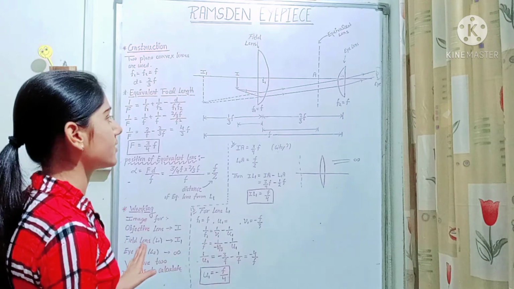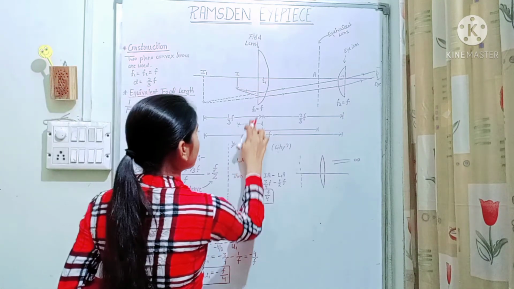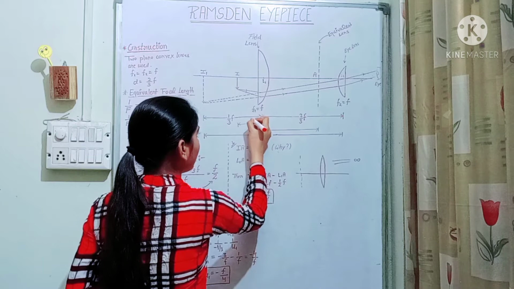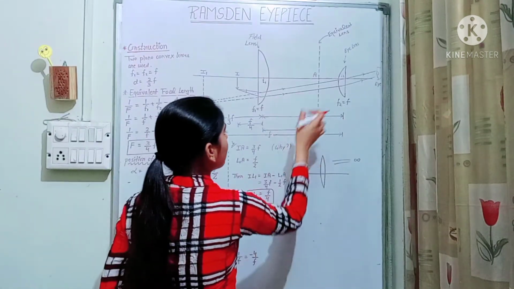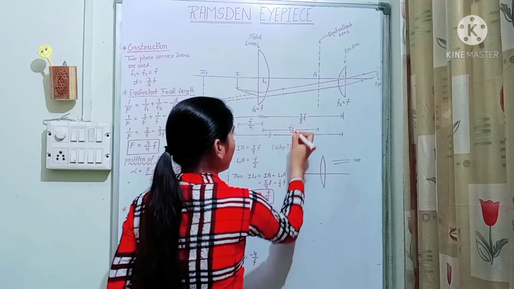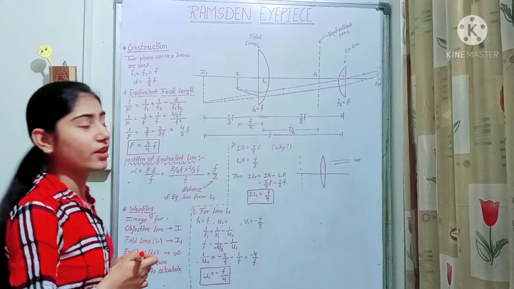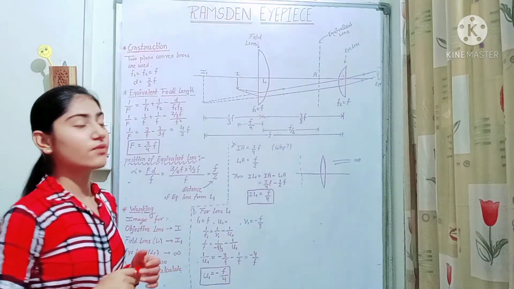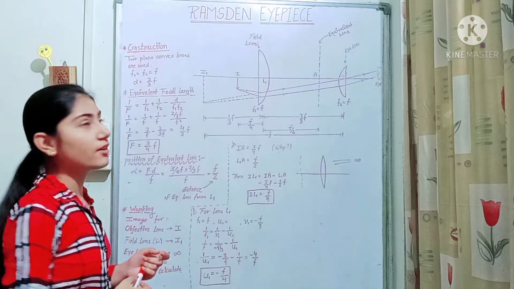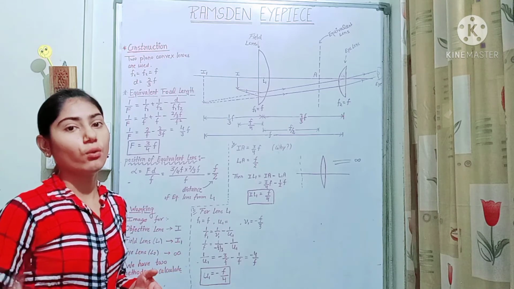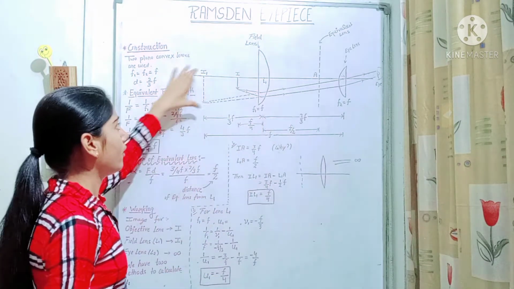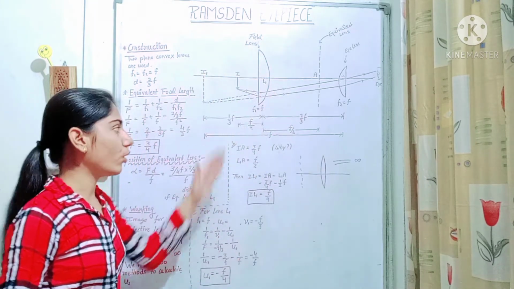Now we know all the distances. This is f by 4 and this is 2f by 2. Why are we calculating all these values? We are calculating all these values because they will help you find the position of the cardinal points. And if you want to make your own Ramsden eyepiece, then you should know the position of these lenses and all these distances. Therefore we want to calculate this.